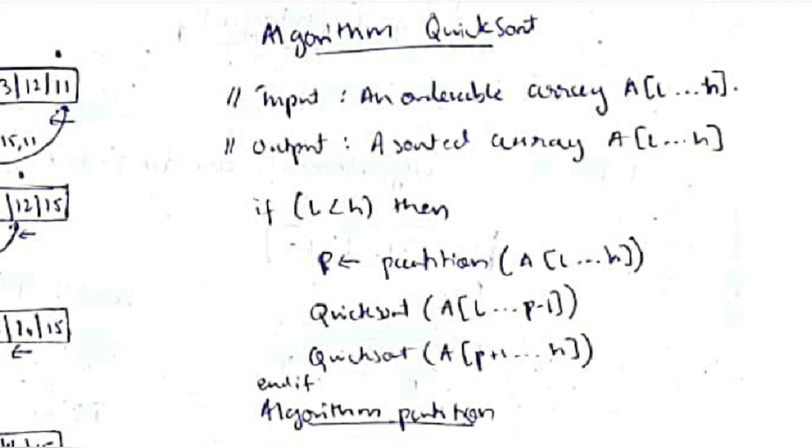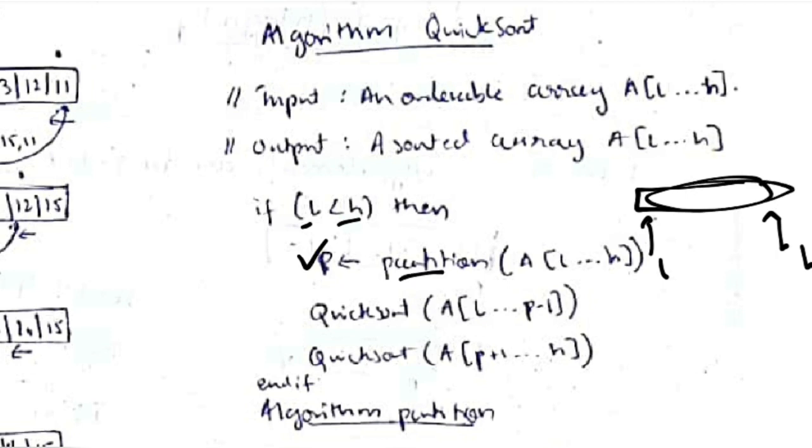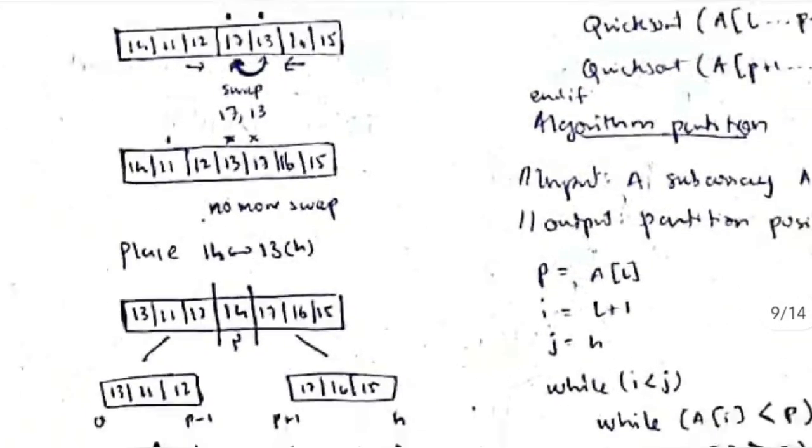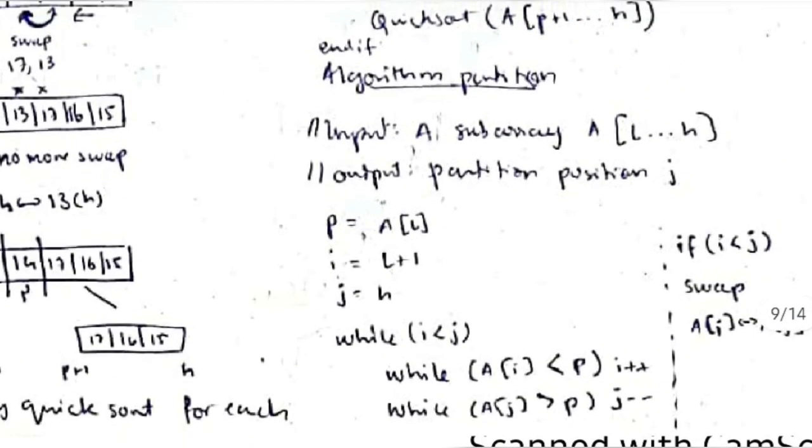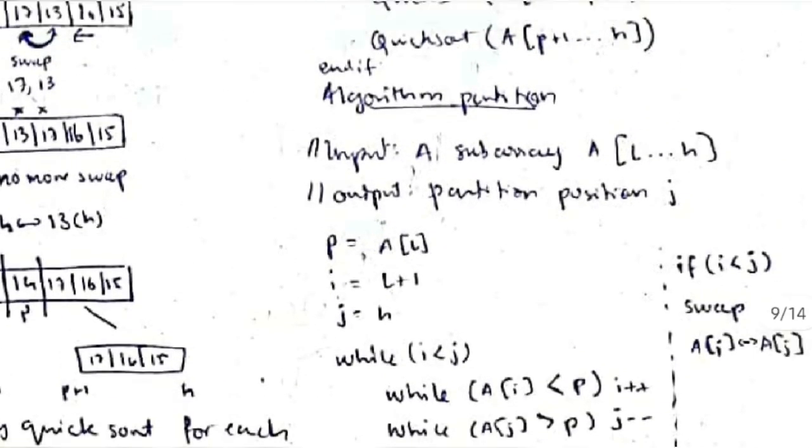Okay, so in first position, if L is less than H, as I told you, L is the starting position and H is the ending position, so L should be less than H. At that time only sorting should happen. P returns the partition of L comma H. This is the second algorithm. So this is the pivot position of the main array which we found here, that will be returned by this algorithm. We'll be looking at this algorithm after this.